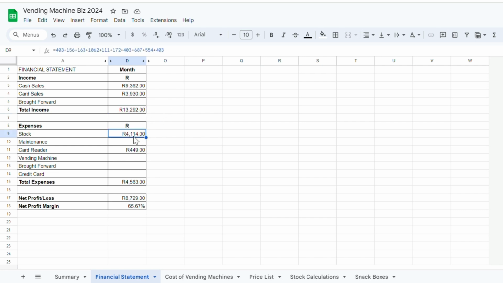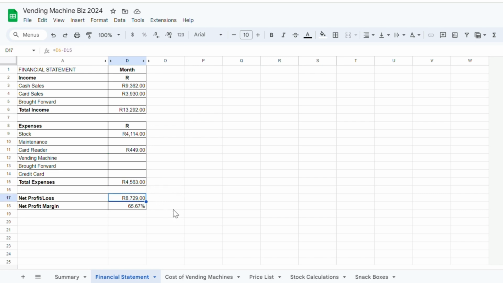and that's the total income, which is the sum of the cash and card sales. And then we look at the expenses being the stock, which is the most costly expense of the business. Maintenance, there was no maintenance done on this machine other than obviously cleaning it, wiping it down where necessary. And then the card reader, I've got 2 card readers at the moment because the servicing fee is around 225 Rand.